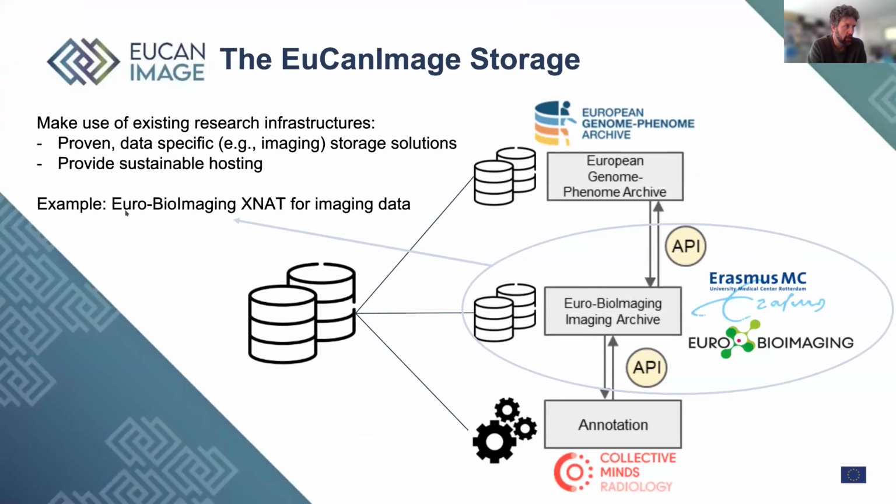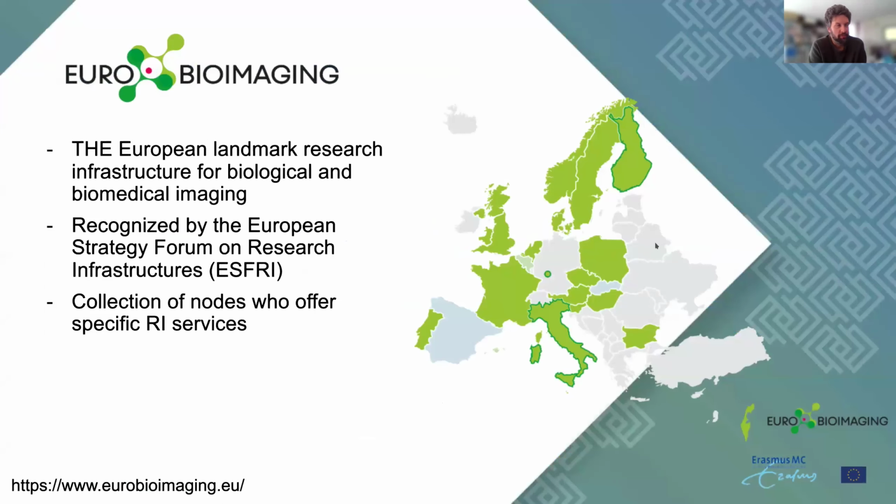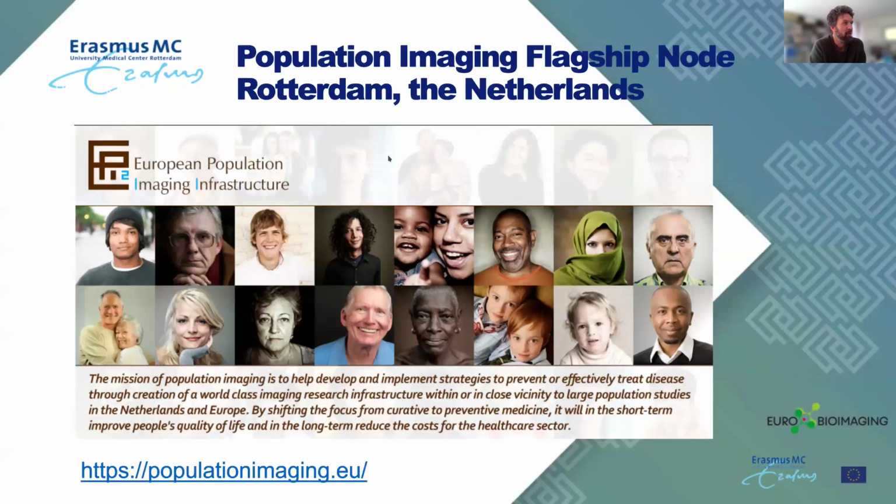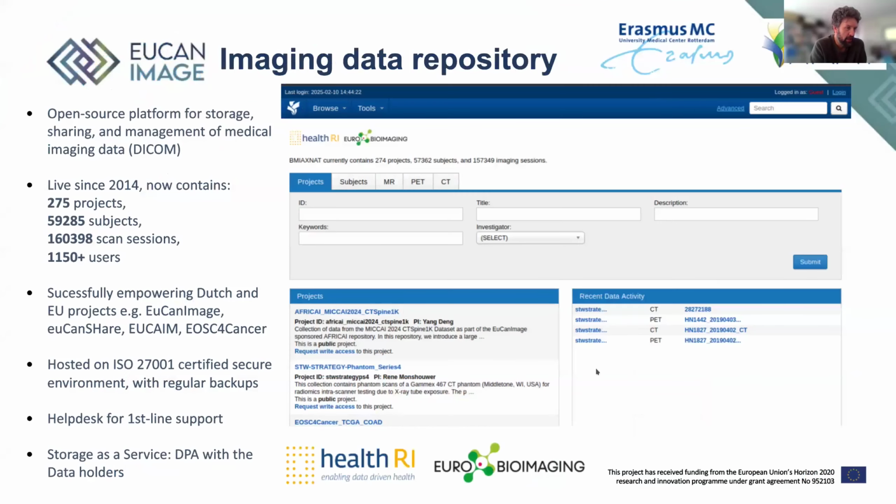So we start with the imaging data. In EuCanImage, the choice has been made to go for established research infrastructures providing services. In this case, the imaging data is provided by Euro-BioImaging, represented by us in this project. Well, we all know what Euro-BioImaging is. We are the population imaging flagship node. And we use XNAT as a tool to store the data for medical imaging.